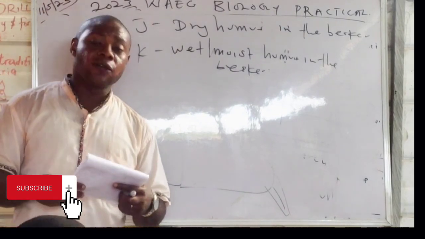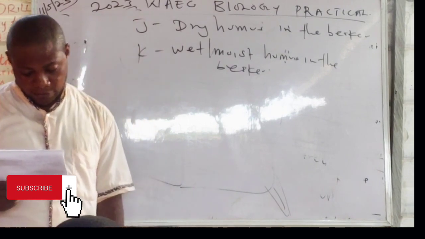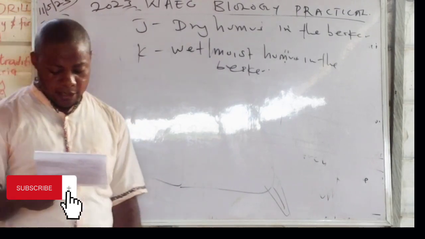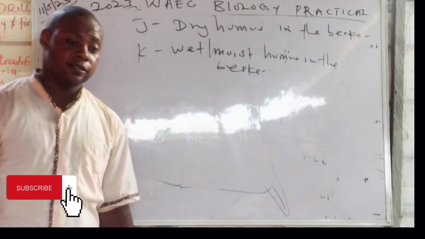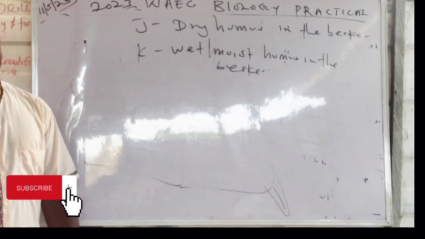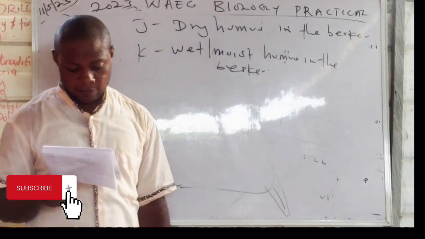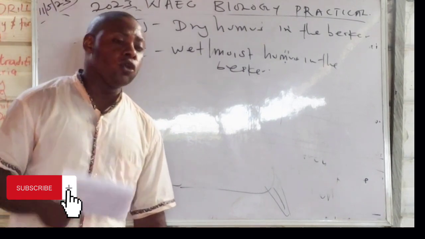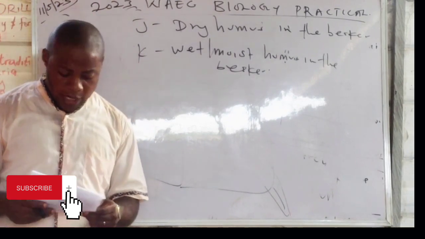Now, what is the significance of specimen K? You can write it down. One, it improves soil fertility. Whenever there is humus, the soil is very rich. That is why we regard it as the best soil for farming. Two, it lowers the soil pH.